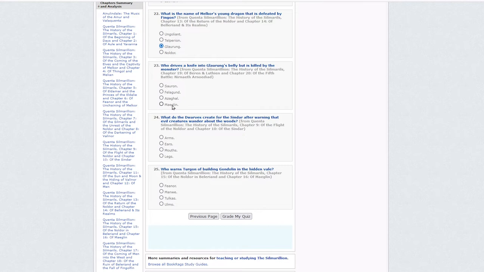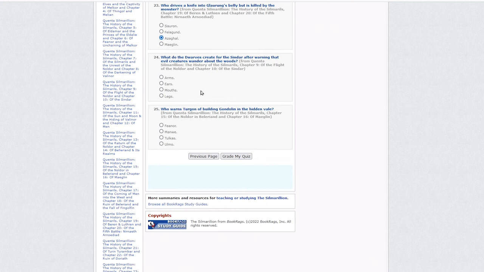Let's see what happens. Number 24. What do the dwarves create for the Sindar after warning that evil creatures wander about the woods? Arms, ears, mouths, legs. I don't think I understand. The Sindar are a group of elves, but I don't think I remember this. Arms, ears, mouths, legs.